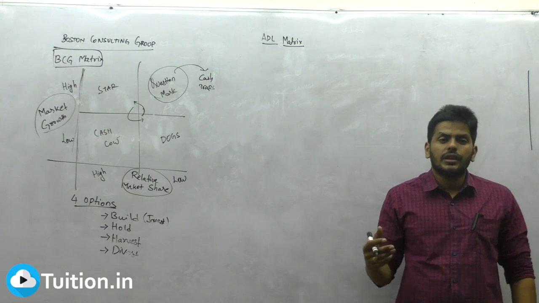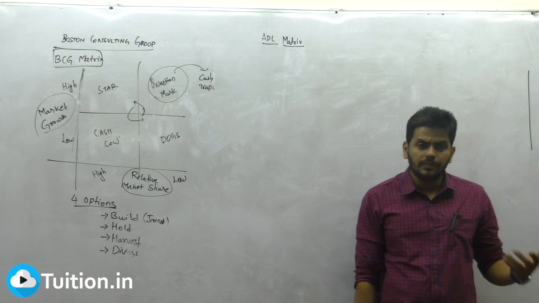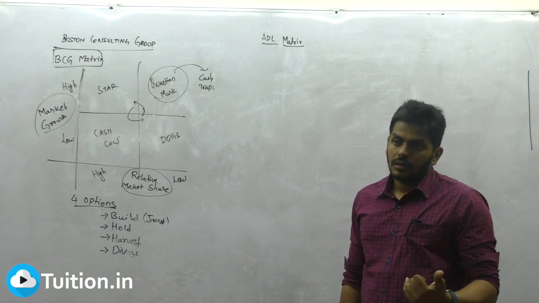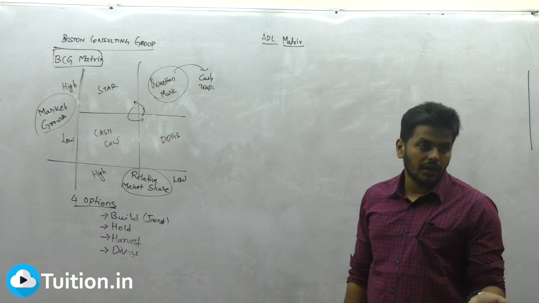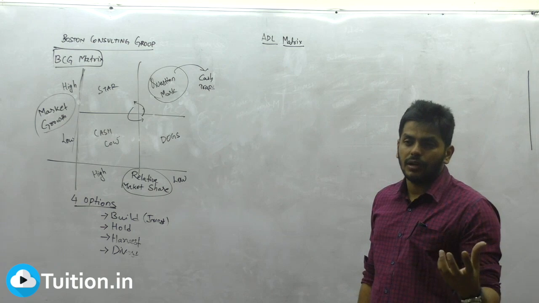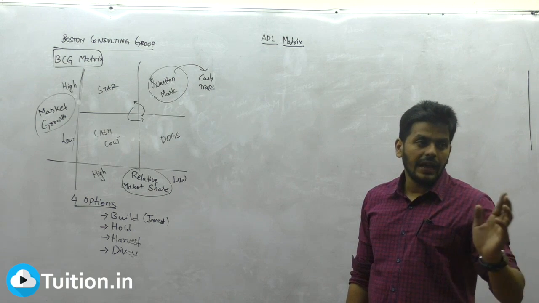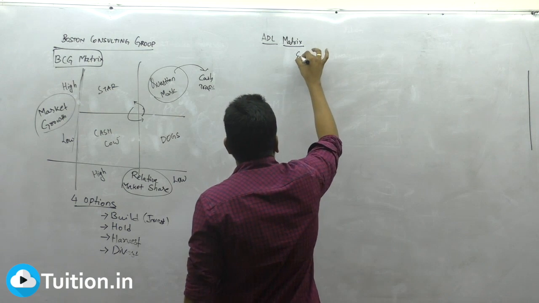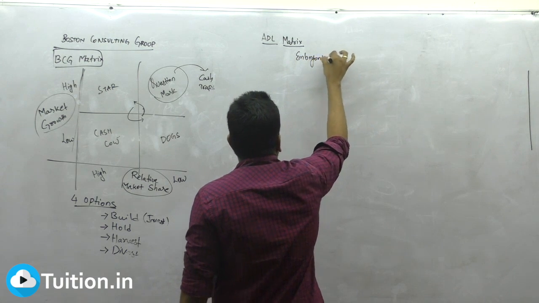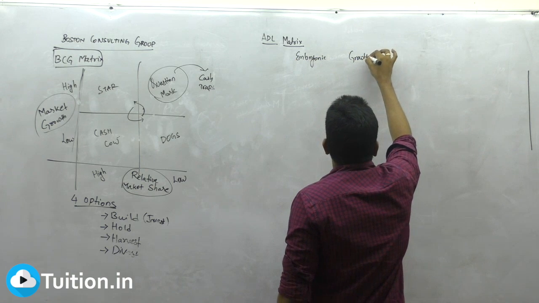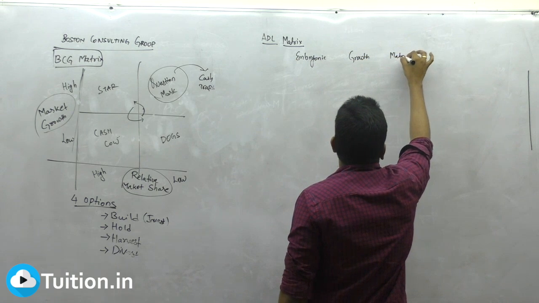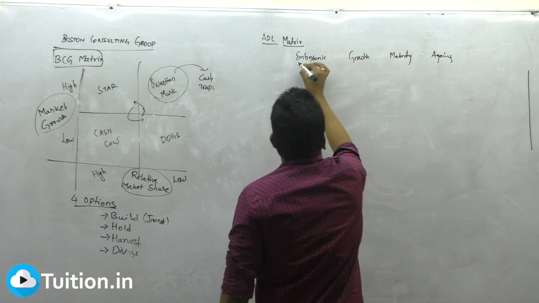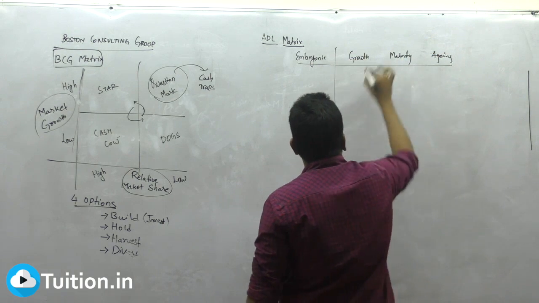He changed the name. I mean, he can't change the stages because they are the only four. But he changed the way they are pronounced. He called introduction as embryonic. That means it's in the embryo stages. Embryonic, growth, maturity, and decline he called as aging. Okay, so what are the four stages? Embryonic, growth, maturity and aging.